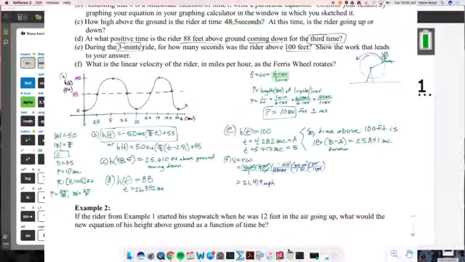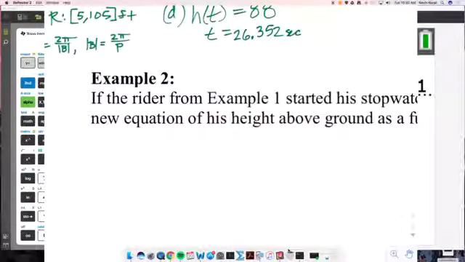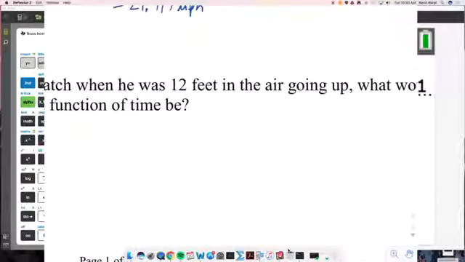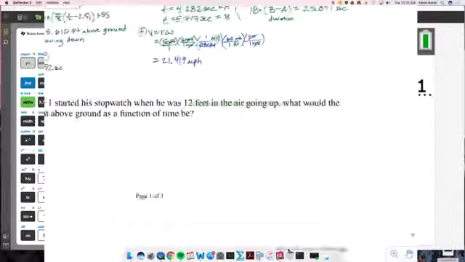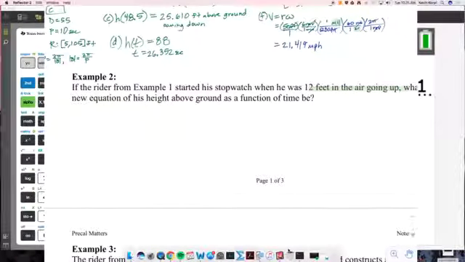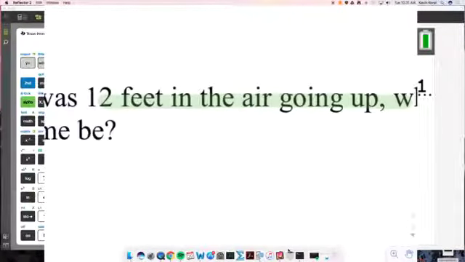He was diligent enough to start his stopwatch at t equals 0. But then you got some people you send to the fair to collect data for you, and they think they're there to have fun instead of collect data, and they're like, oops, I forgot to start my stopwatch. Like the guy from example 2. If the writer from example 1 started his stopwatch when he was 12 feet in the air going up, what would the new equation of his height be above ground?